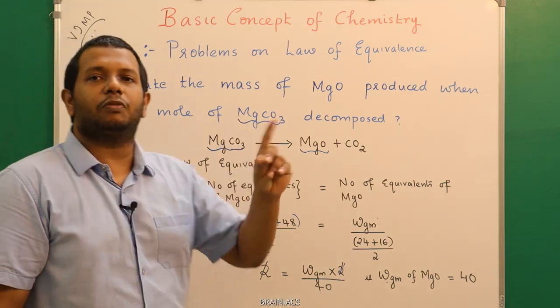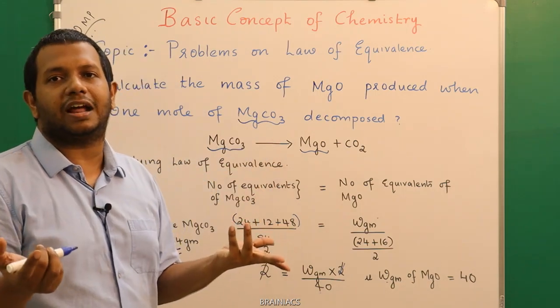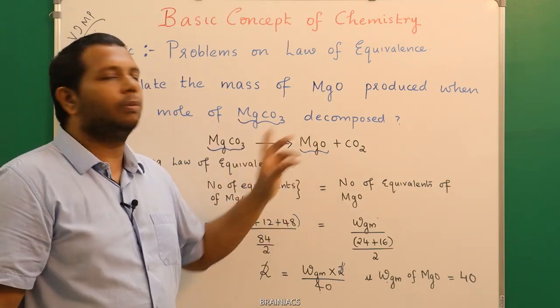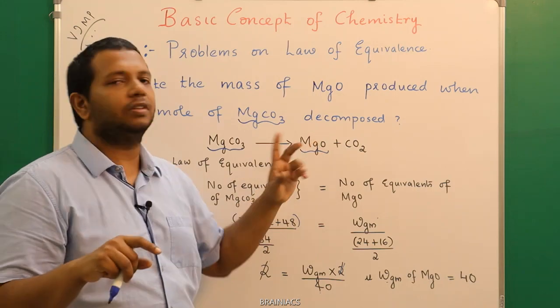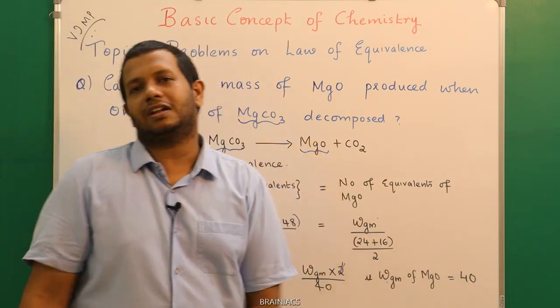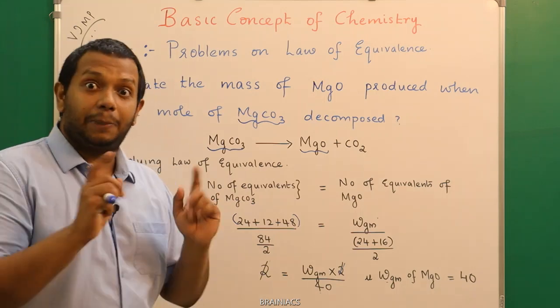Now tell me, 1 mole of MgO means what is its mass in grams? I know that 1 mole is equal to the molecular mass. So MgO means Mg 24 plus O is 16, 24 plus 16, 40. So I will get the same answer, 40. Understood? So it depends upon the situation.